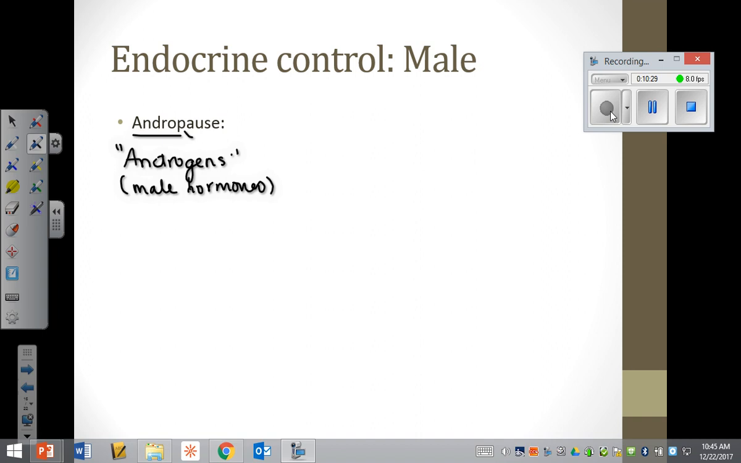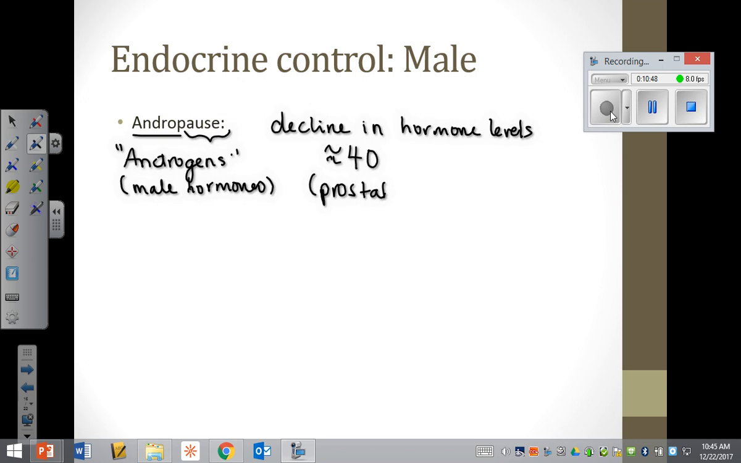Pause signifies that they are not being produced. So andropause is the decline in hormone levels, usually around the age of 40. This is also when the prostate tends to enlarge. Much like menopause, which probably a lot more of you have heard of, andropause means that the hormones that are normally being produced that would cause production of sperm and male characteristics decline.